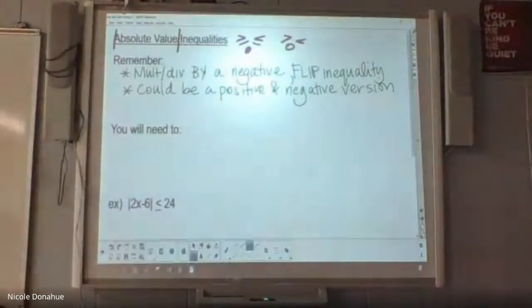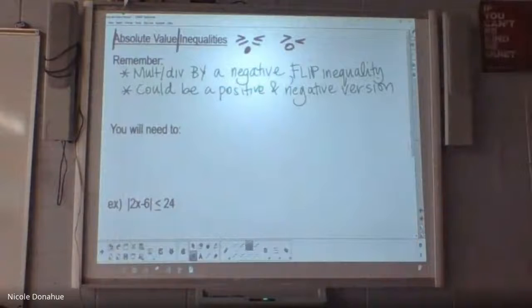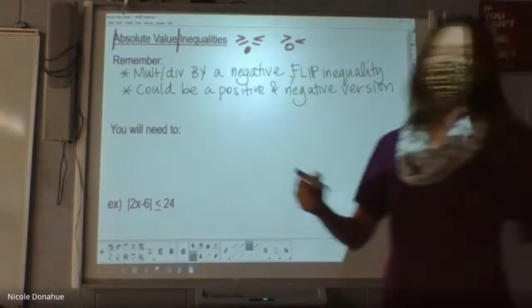Positive and negative version of the answer. What did Ethan do in his problem that was correct? What did he do first? His very first step, he didn't set up two equations, he didn't need to. But what did he do first? Not quite. He moved it over, he isolated the absolute value.